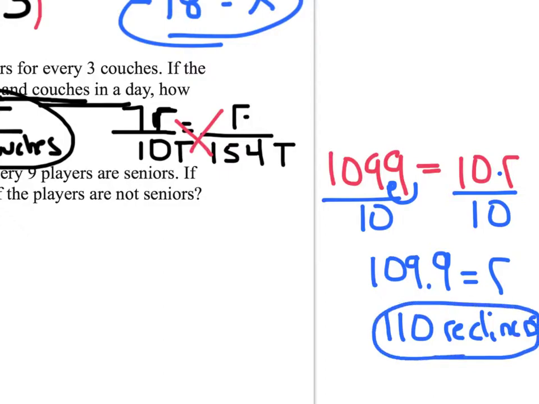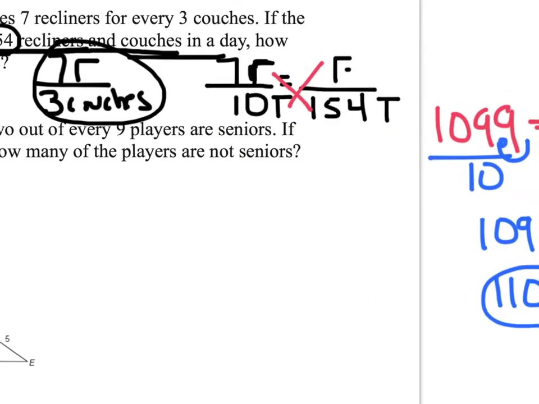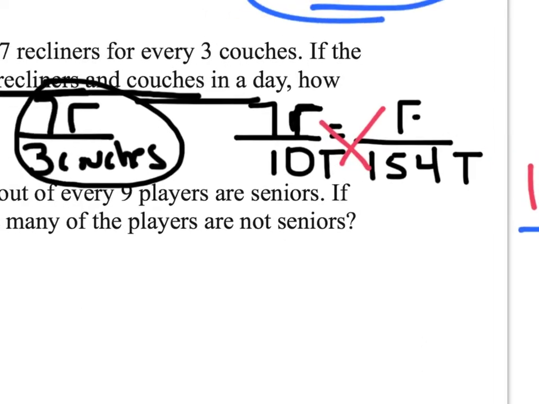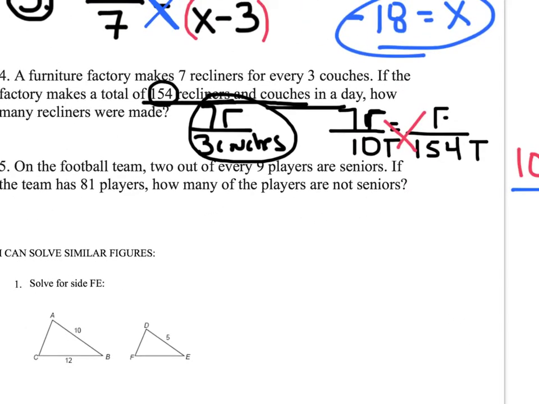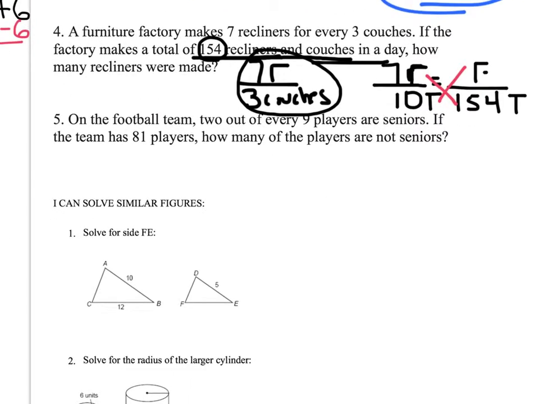Looks like some numbers I chose didn't work out so nice. I just changed it from the one that was in the test, but it should be an easy number to work with in the test. Okay. All right, number 5.